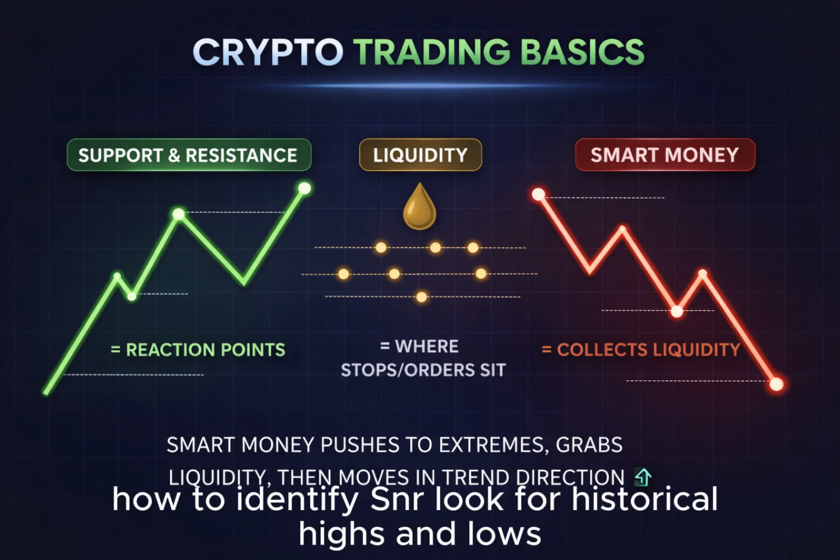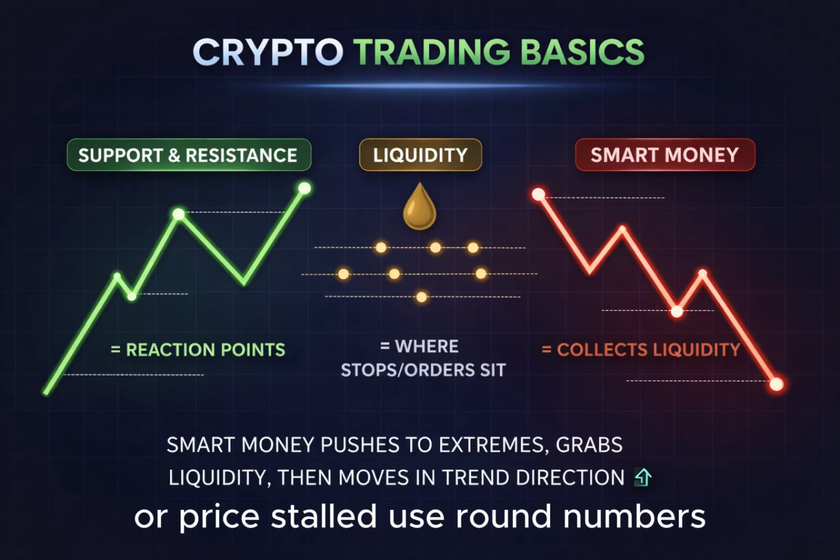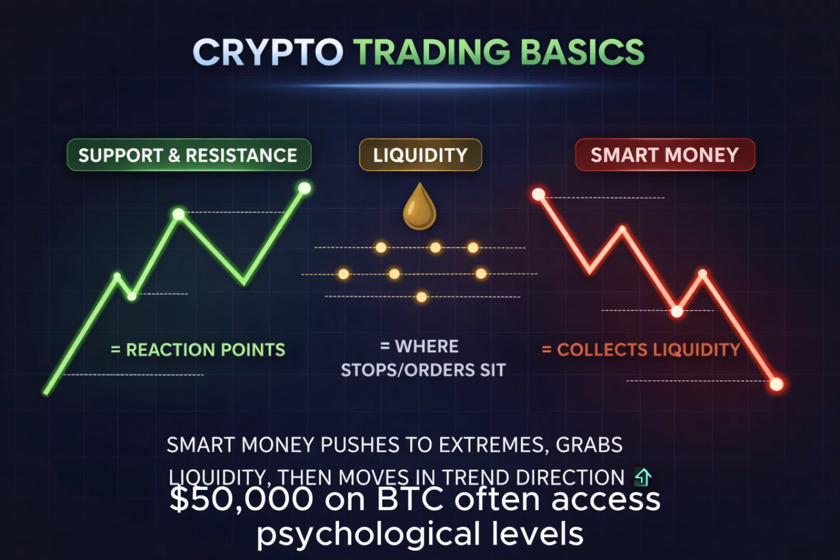How to identify S&R. Look for historical highs and lows. Pay attention to areas of consolidation or price stalled. Use round numbers. For example, $50,000 on BTC often acts as a psychological level.